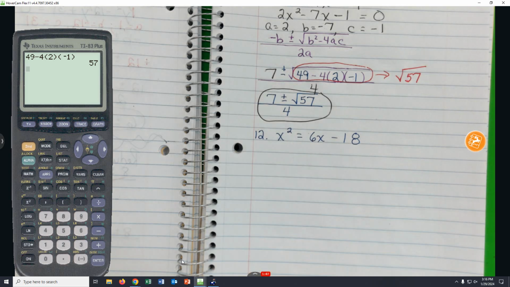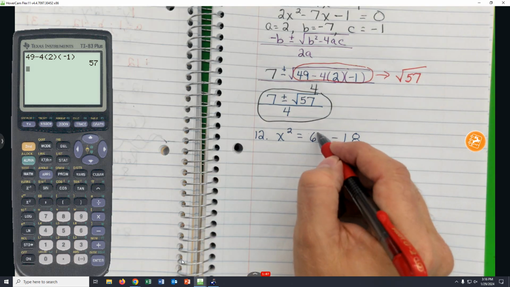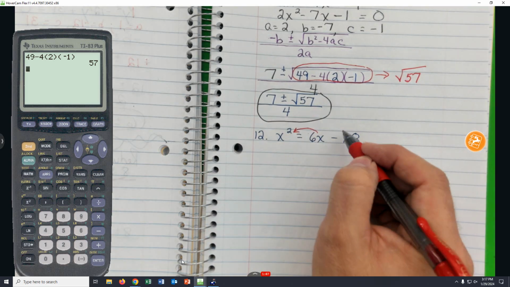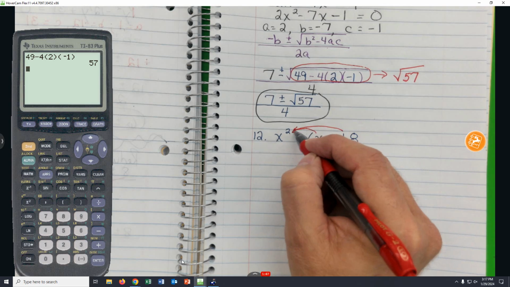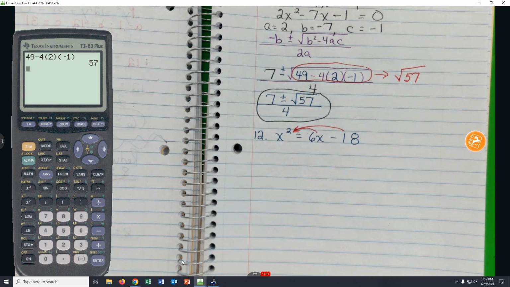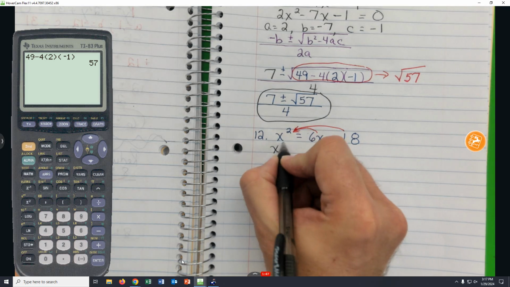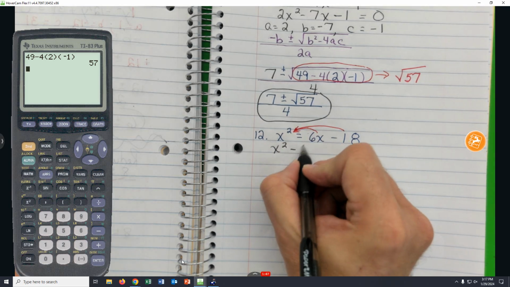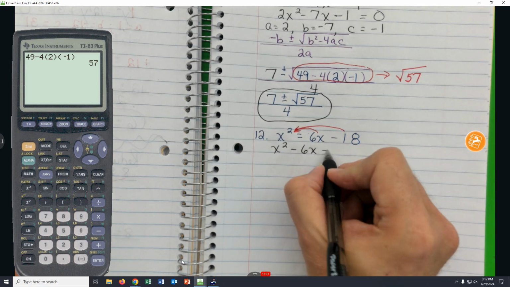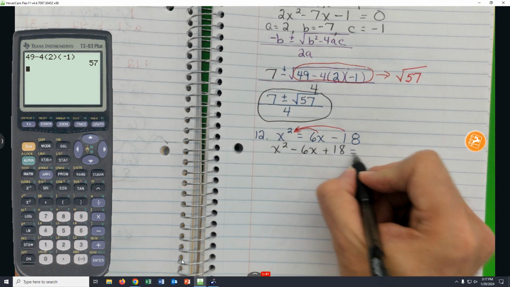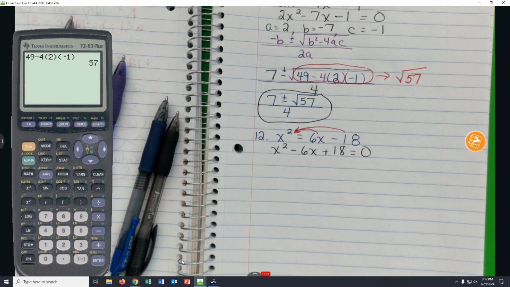So what I'm going to do, I'll just use my little marks. Move the 6x and the minus 18 over. Here's the equation written in standard form. x squared minus 6x plus 18 equals 0. Well, I dimmed these lights, which I should have done a long time ago. I just noticed how pale the screens are.